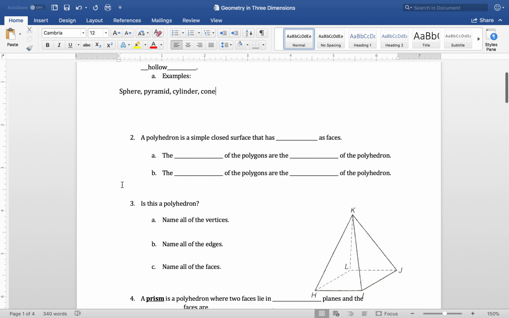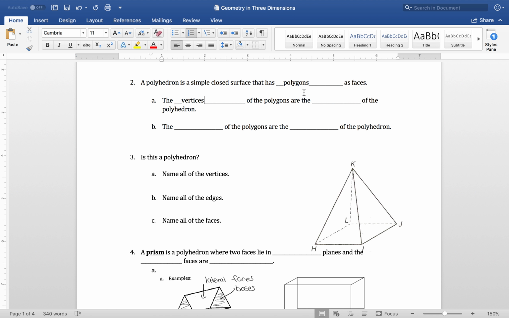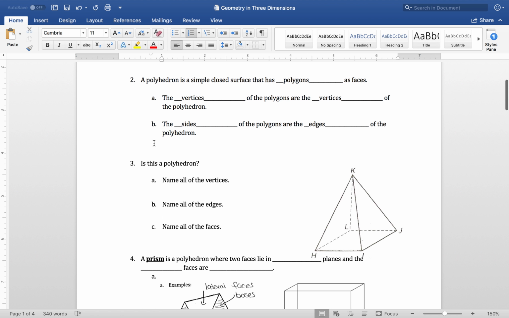First, let's look at some special types of these simple closed surfaces called a polyhedron. And a polyhedron has polygons as faces, so things like squares and rectangles and pentagons. In polygons, we had the points and we called them vertices. We're still going to call them vertices in a polyhedron. We would classify the polygons by their sides, like a square has 4 sides. But instead of sides, we're now going to call these edges in 3D shapes.